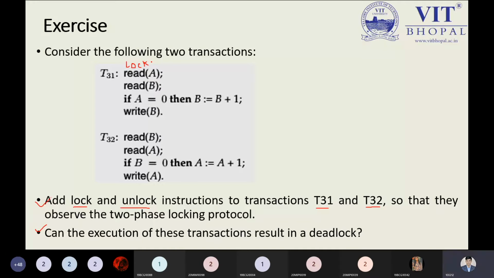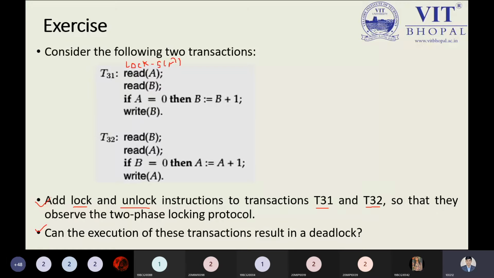Just tell me. If you're telling me, sir, yes, because there is no option of write A. Yeah, that's a brilliant answer, because in the transaction T31 we don't have any write operation. So how can I take the lock exclusive A? We can take only the shared lock. Divyanshi, focus on the concept.